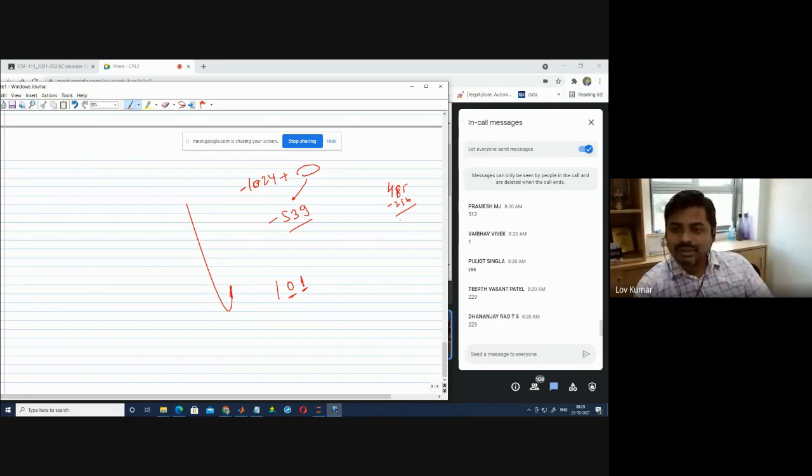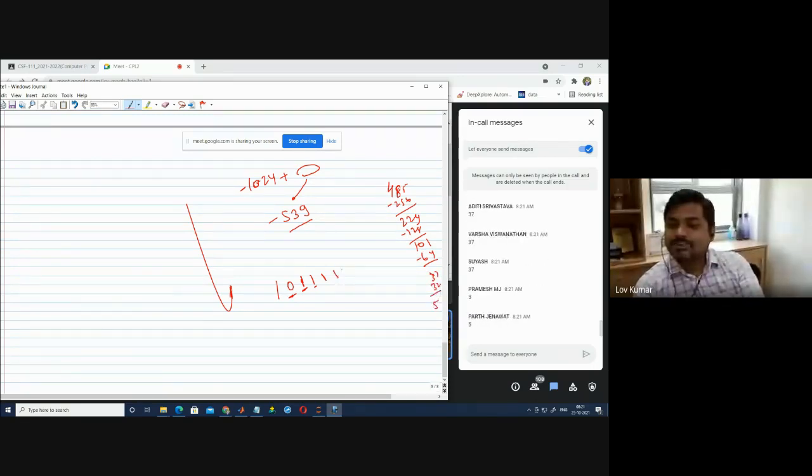229. Next bit is 128. Yes, we can write 1 and subtract 128. 229 minus 128 is 101. Next bit is 64, so we write 1 and subtract 64. 101 minus 64 is 37. Next bit is 32, we write 1. Minus 32, what value do we get?